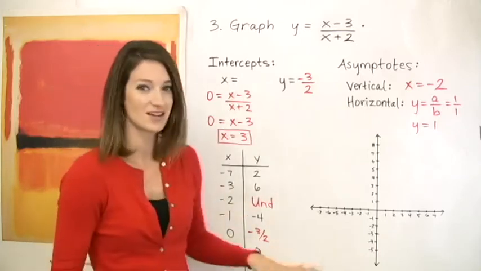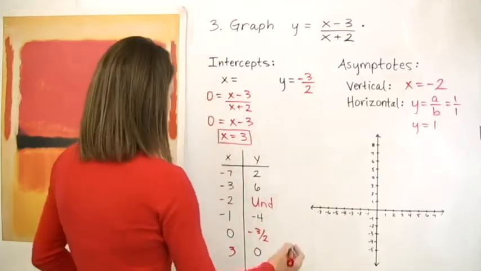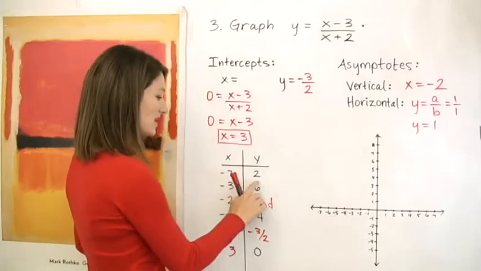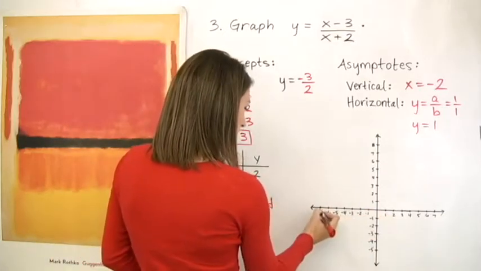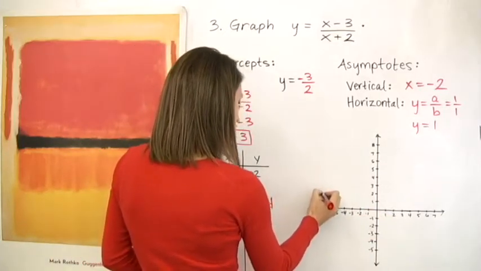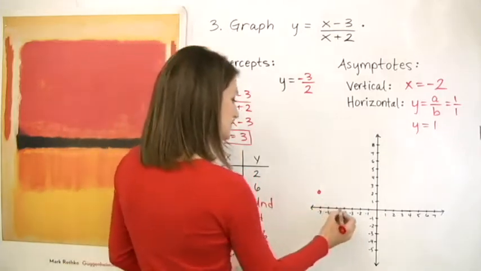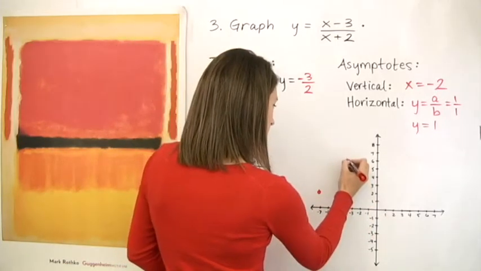So I think we have enough information. We've got some good points here. Let's plot them on our graph and see what we get. So we have negative 7, 2. We can add that dot here. We have negative 3, 6 here.